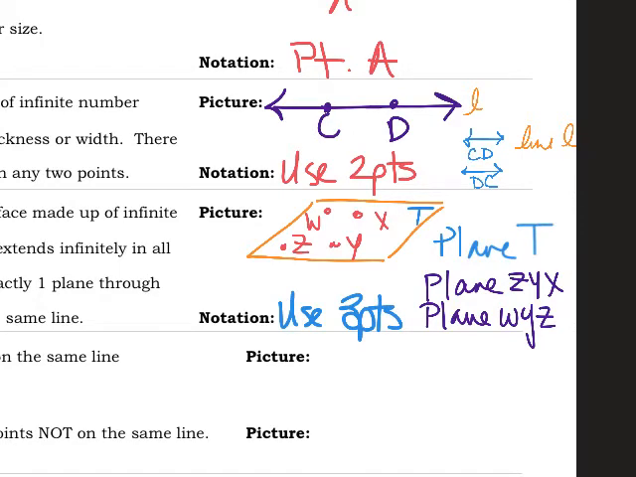Now, it's really important you put the word plane. You use the word line if you need to. You use the word point if you need to. Whatever your answer is. All right.